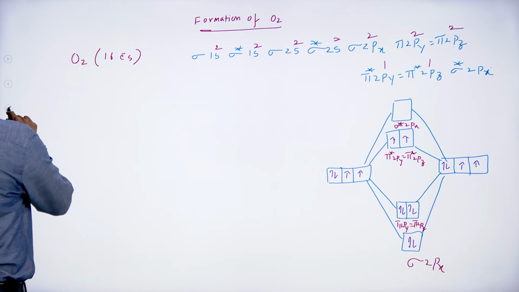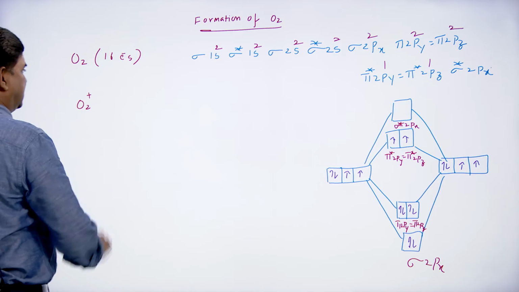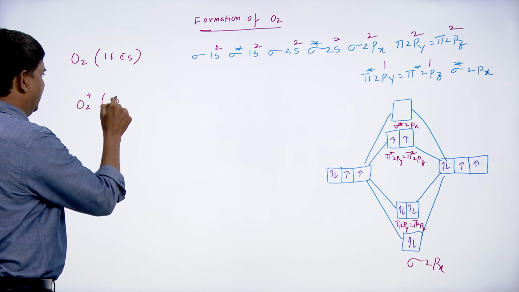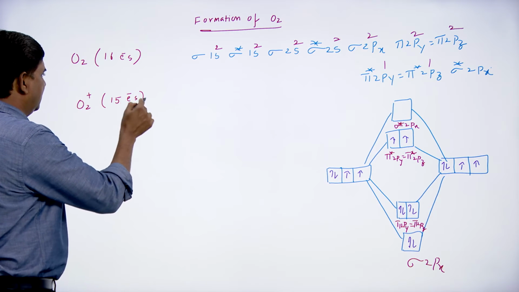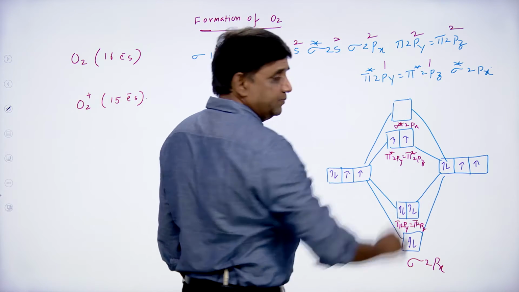Now let us see the O2 plus. O2 plus means how many electrons will be there? 15 electrons will be there. 15 electrons means 1 electron will be lost from here.